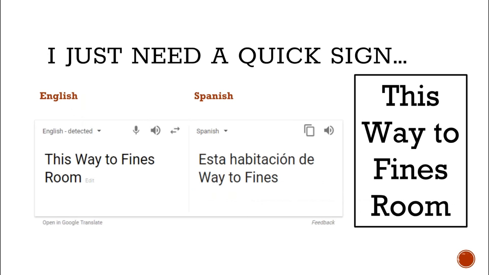So as I said, this person just needed a quick sign. They weren't going to invest a lot of money, just going to be on an 8.5 by 11 sheet of paper. And so the first sign that they wanted translated was "This way to Fines Room." So you can see that Google didn't do so well with that translation. Even if you don't have a lot of experience with Spanish, you can probably tell that the Spanish is not great on this one. "Esta habitación de way de fines," that's not really going to work.